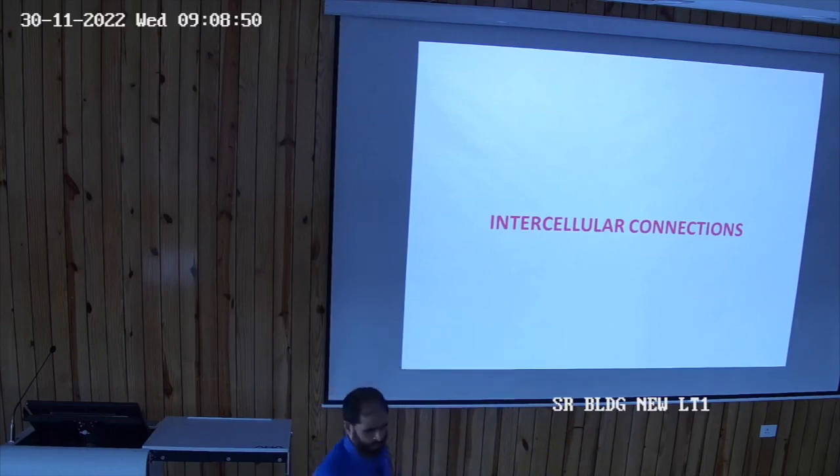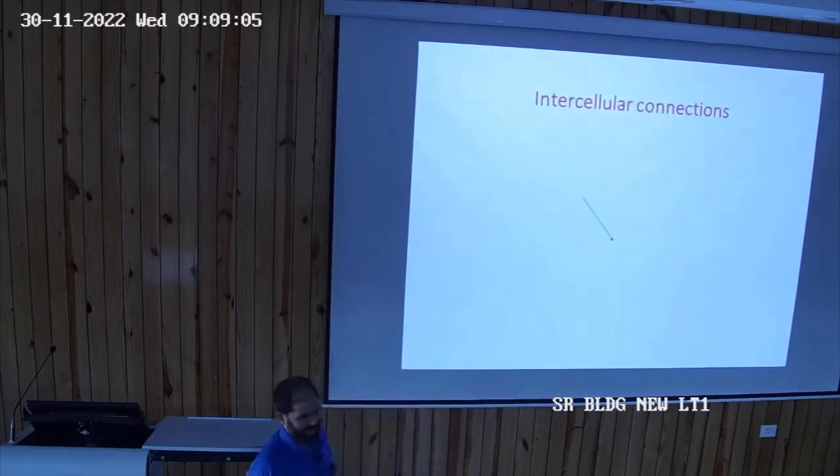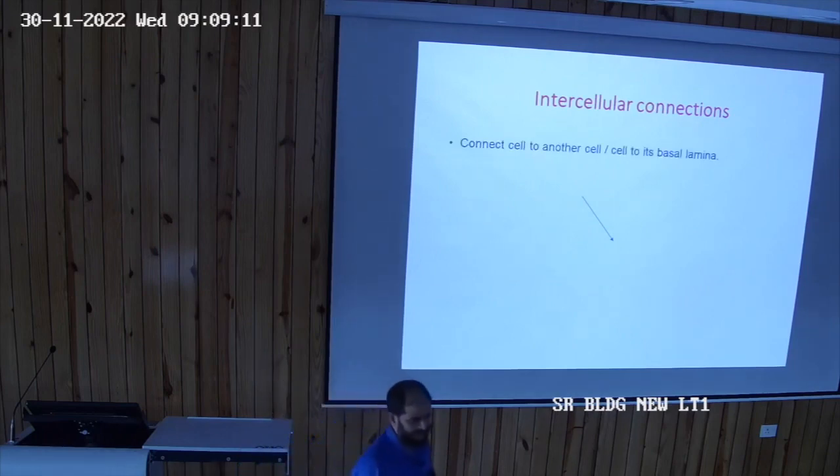So you know, as the name suggests, they have to bind each other or to the basal lamina, to the basement membrane. For that there are different structures. We'll discuss those things here. So these intercellular connections connect from cell to cell and also cell to the basal lamina. The basal lamina is part of the basement membrane.